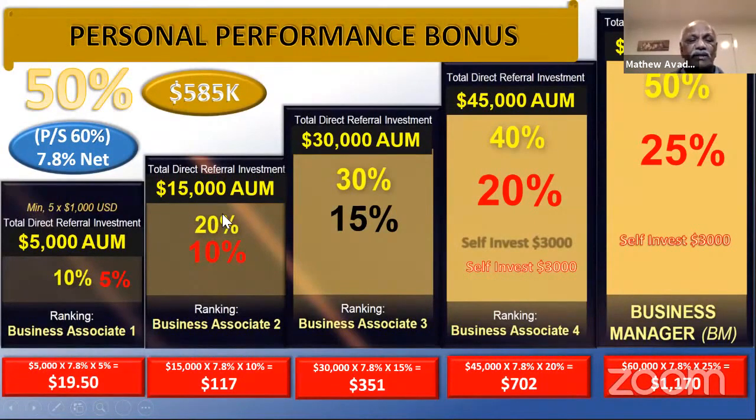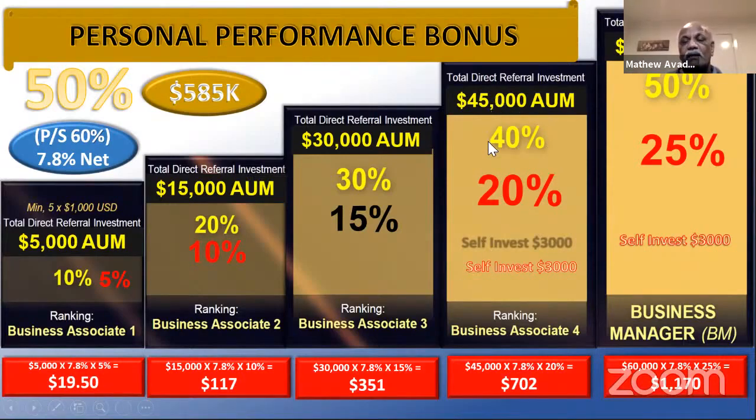And the same thing for the next category, where you have $15,000 at level 1 under your personal: you qualify for 20% of the 50% pool. Your commission will be 10% on the 15,000. So that is 15,000 multiplied by 7.8 times 10%, which is the commission rate that you get. Your ranking here is Business Associate 2. And the third one is if you progress to 30,000, you share 30% of the 50% pool, and you get 15% commission. So the calculation is $30,000 multiplied by 7.8 times 15%. So you'll get $351.